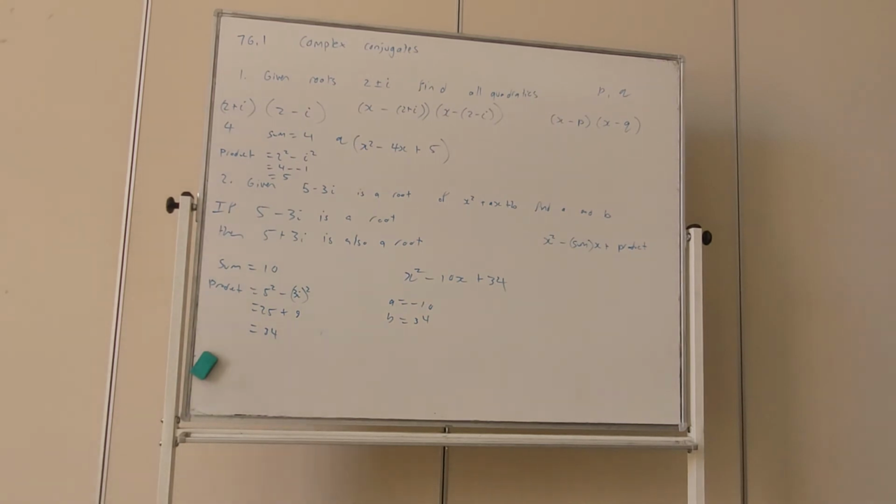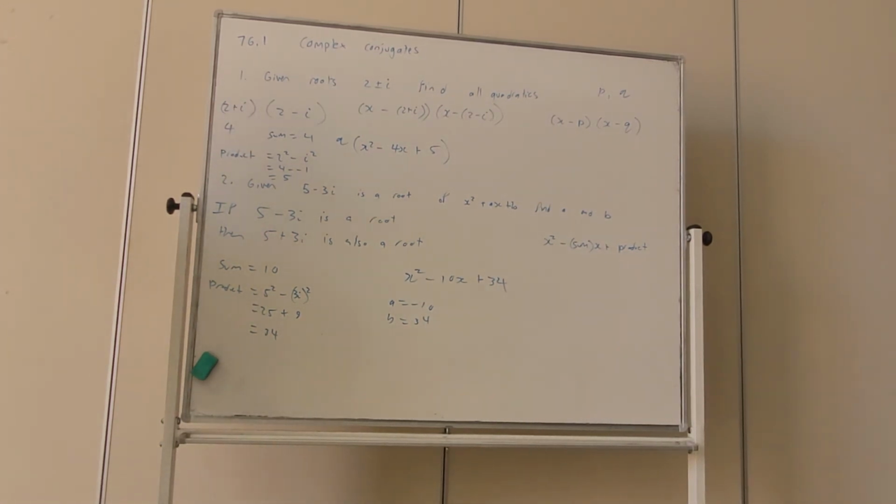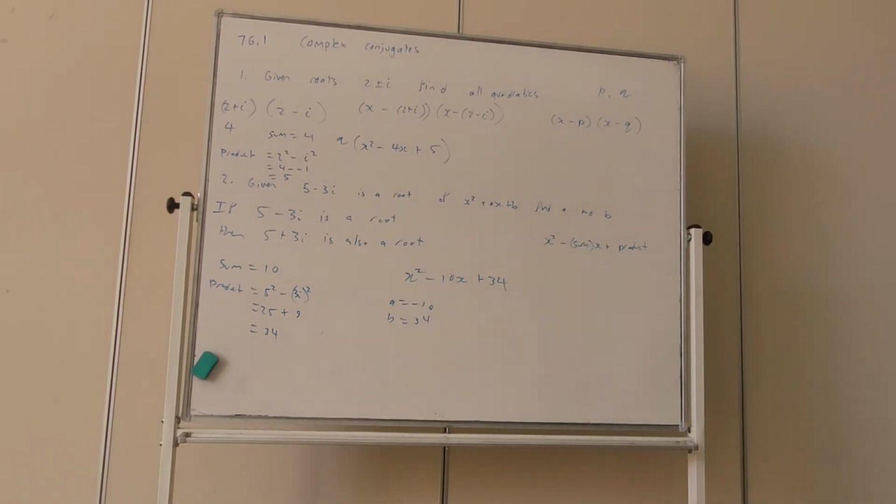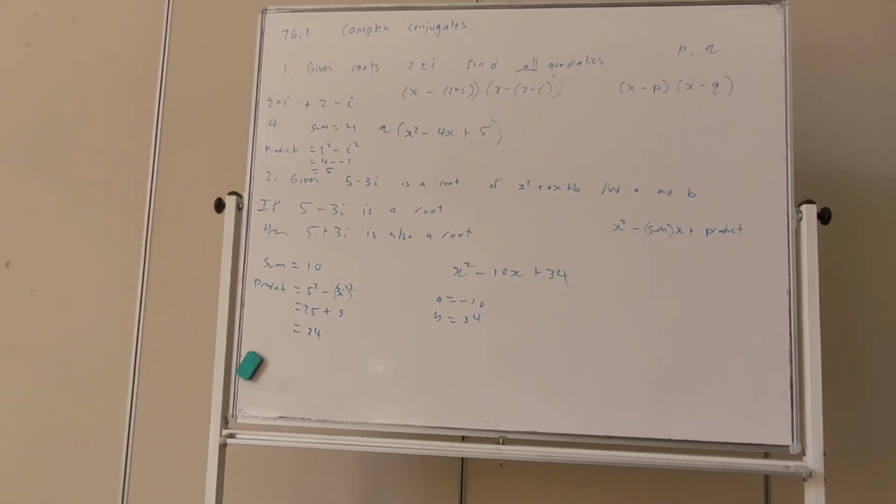All right, so that's what this is introducing you to, how we can use the sum and the product of the roots to find a quadratic from its imaginary solutions. Okay, so let's do that. There's only 2 questions here, 7G.1. Even if you just sort of dabble with it.